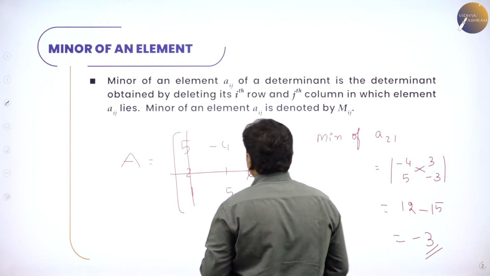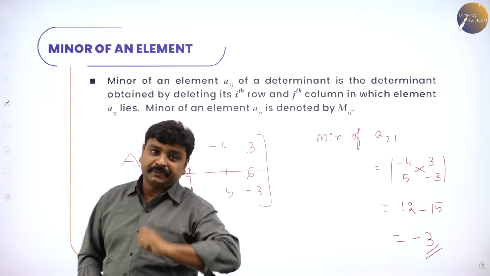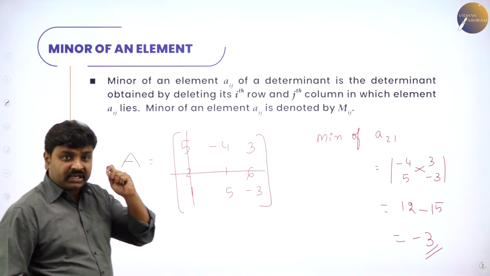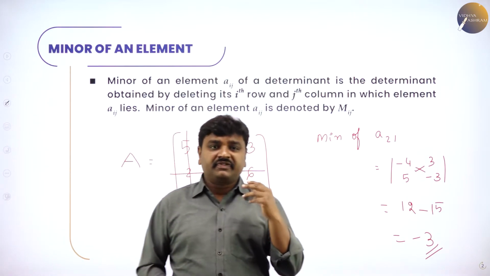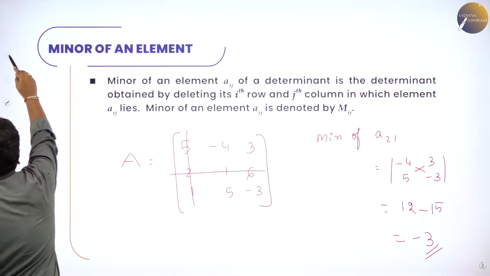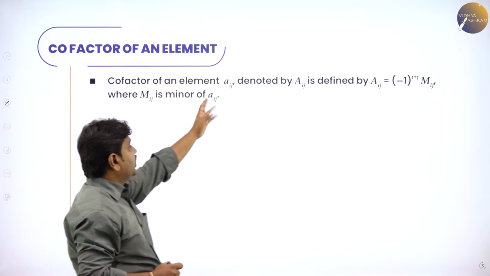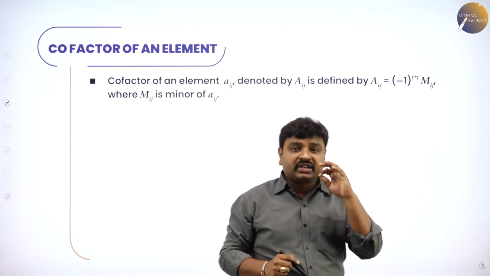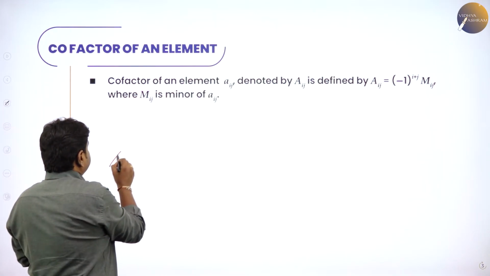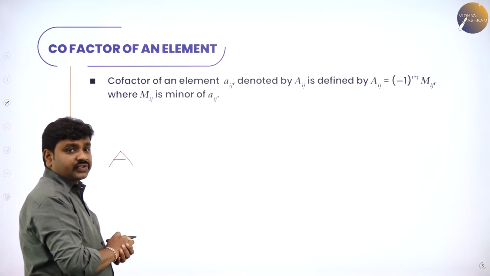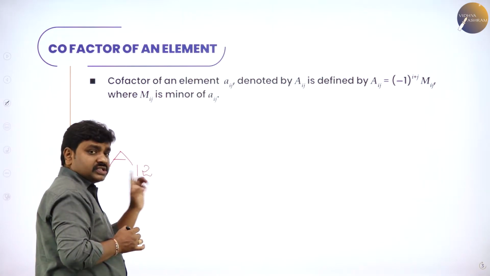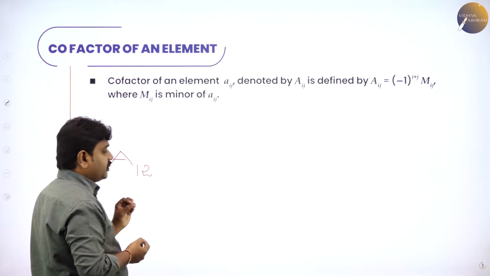Now you got minor. I hope all of you understood how to find minor. So now I taught you how to find minor of an element. Similarly, we can find minor, cofactor and adjoint. So going ahead, cofactor of an element. How to find cofactor of an element? See, cofactor is symbolized by capital letter. Capital A stands for cofactor. If I tell capital A12, it means cofactor of first row, second element. How to find it is simple.